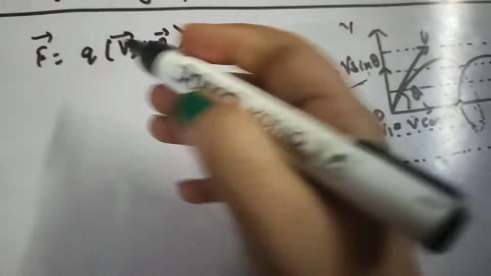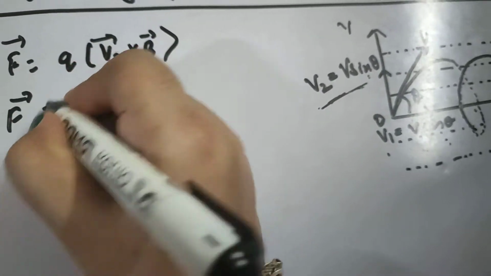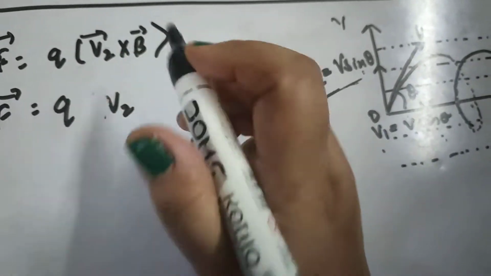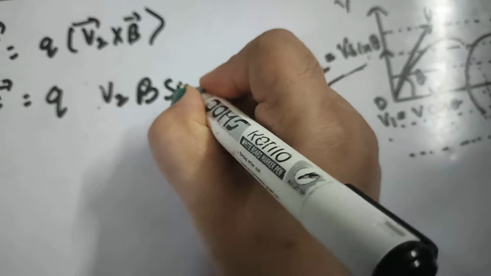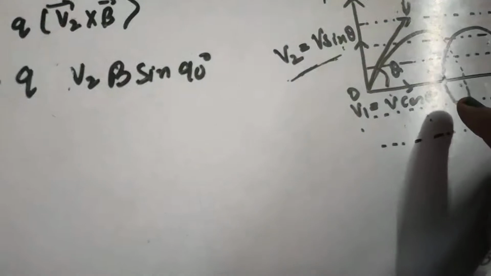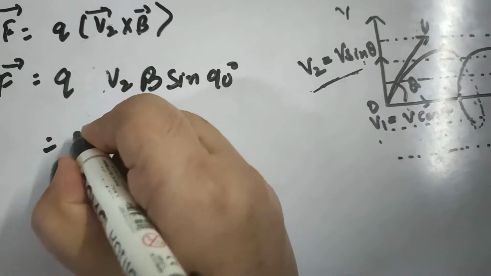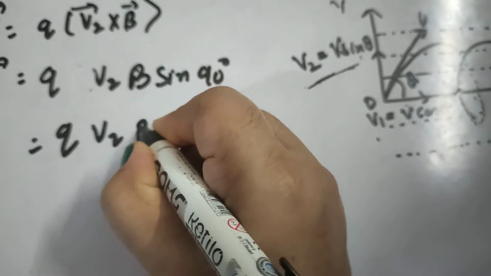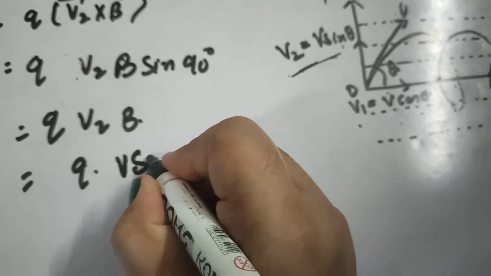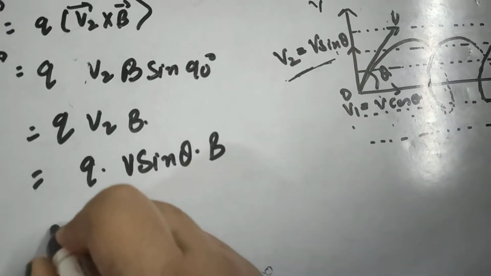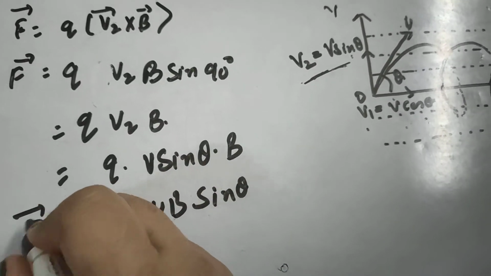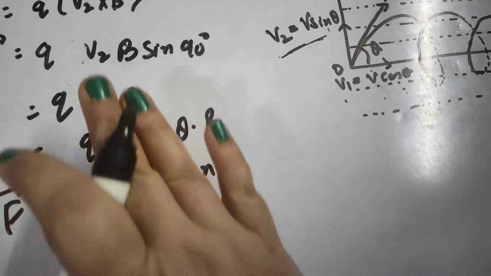So in that case, this force F can be written as Q V2 cross B, which is Q V2 B sine 90 degree. Why 90 degree? Because the angle between V2 and the direction of B is 90 degree. So we'll write here Q V2 B, right? Or more precisely we can write Q, this is V sine theta, into B, or QVB sine theta. This is the force experienced by the charged particle and is directed perpendicular to the plane of paper.